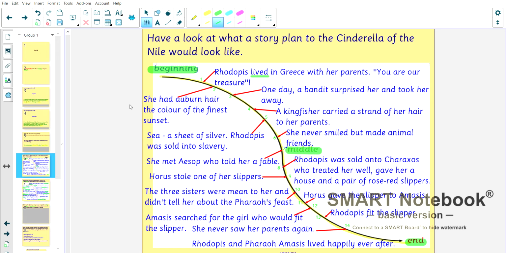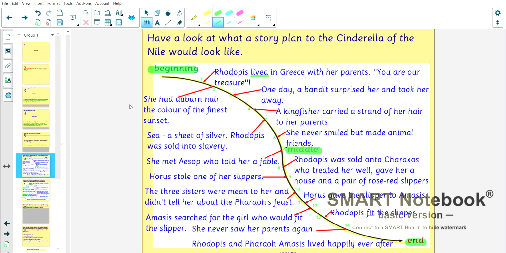Number 10, the 3 sisters were mean to her and didn't tell her about the Pharaoh's feast. Number 11, Horace gave the slipper to Amasis. Number 12, Amasis searched for the girl who would fit the slipper. Number 13, Rhodopis fit the slipper. And number 14, she never saw her parents again. Rhodopis and Pharaoh Amasis lived happily ever after. The end. So it is always important to have a happy ending.